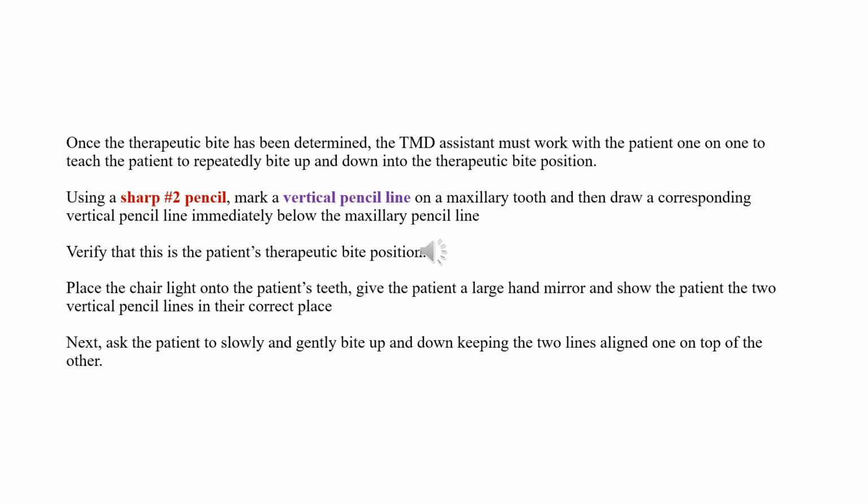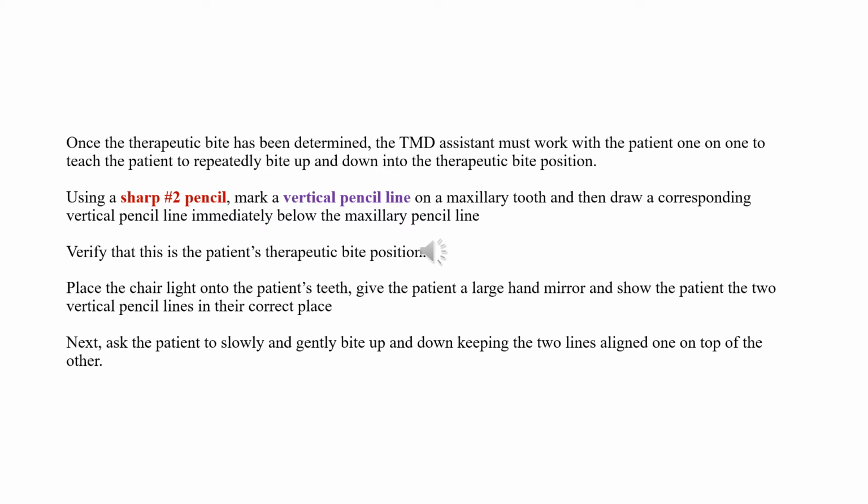So once the therapeutic bite has been determined, the TMD assistant must work with the patient one-on-one to teach the patient to repeatedly bite up and down into the therapeutic bite position. And the patient is biting with a hinge bite, a rotation up and down, no forward and backward translation, up and down rotation. Using a sharp number 2 pencil, mark a vertical pencil line on a maxillary tooth while the patient's in the therapeutic bite, and then draw a corresponding vertical pencil line immediately below the maxillary pencil line you just drew so that they match.